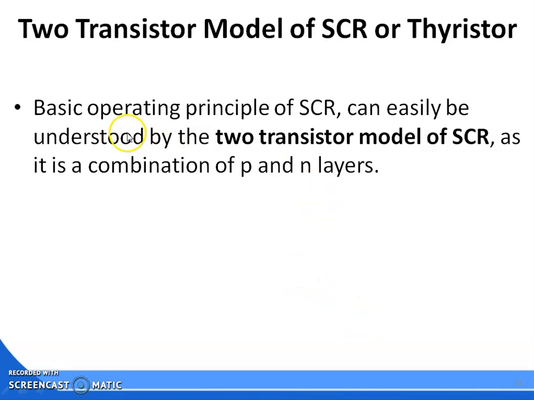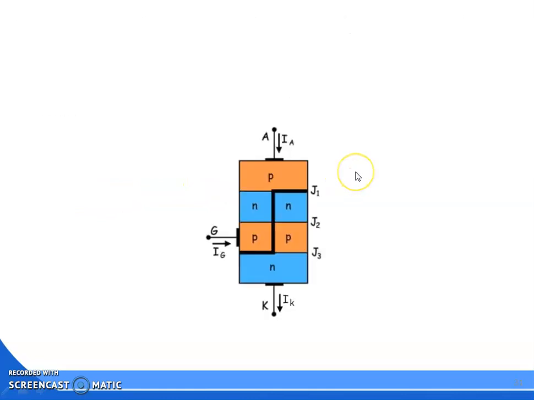Let's come to another article, that is the two transistor model of SCR or thyristor. In this article you have to study how a thyristor or SCR shows the property of two transistors. The basic operating principle of the SCR can easily be understood by the two transistor model of the SCR, as it is a combination of P and N layers.